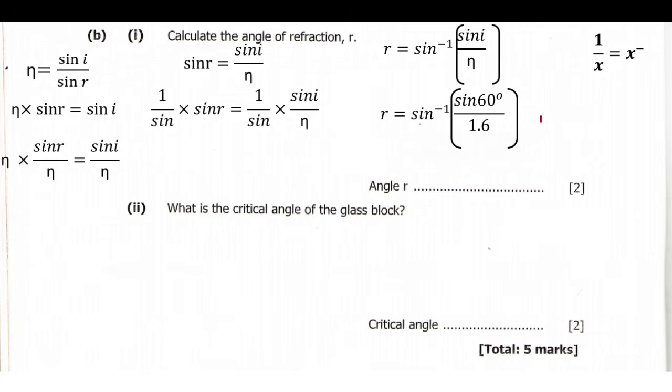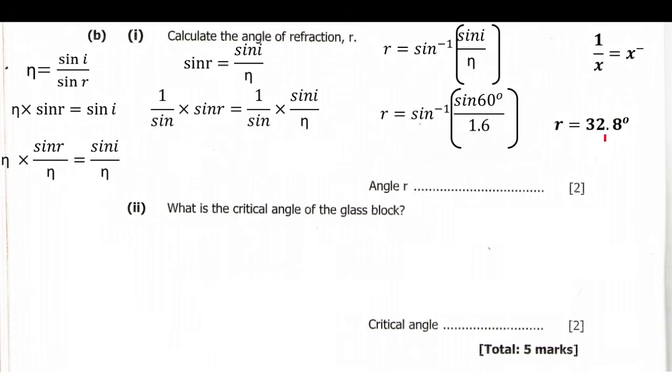After you evaluate all of this, you are going to obtain the angle of refraction as 32.8 degrees. Since the angle we were given is just a whole number, we are also going to round off this to a whole number, because the decimal digit here is greater than 5 or 4, so we'll round up the 2 to 3.